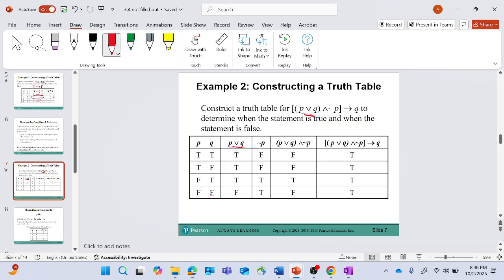Everyone with me? All right, and then from here, the next small part I have in this big statement is not P. So that's why that's the next column over. This is the next part that I'm trying to figure out. So not P will just be the opposite truth values of P. So true to false, true to false, false to true, false to true. Okay? So that gives you the small individual parts here.